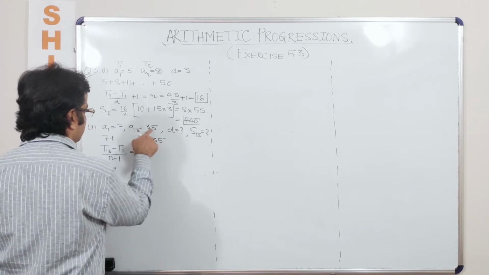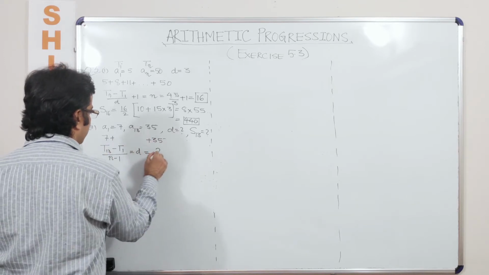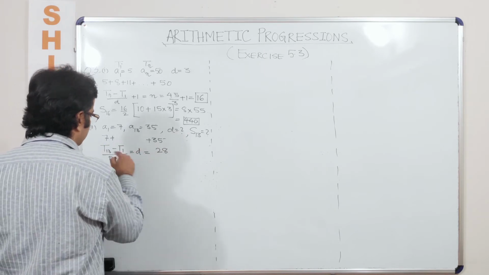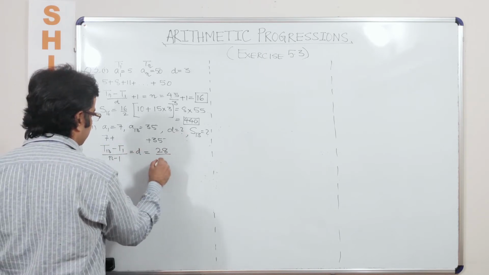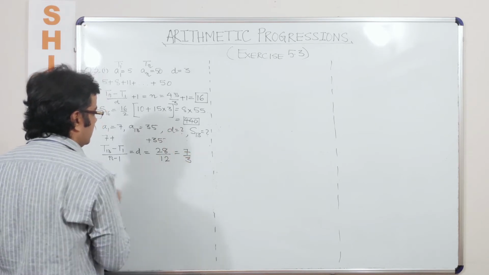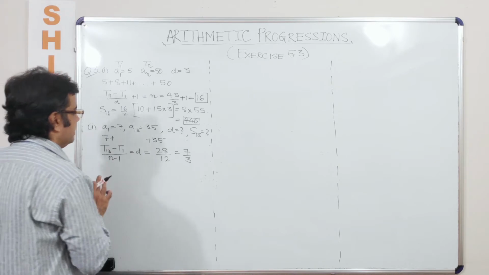D. So this is 35 minus 7 is 28. Divided by the number of terms. This had how many terms? This had 13 terms. So 13 minus 1 is 12. You get the common difference as 7 by 3.